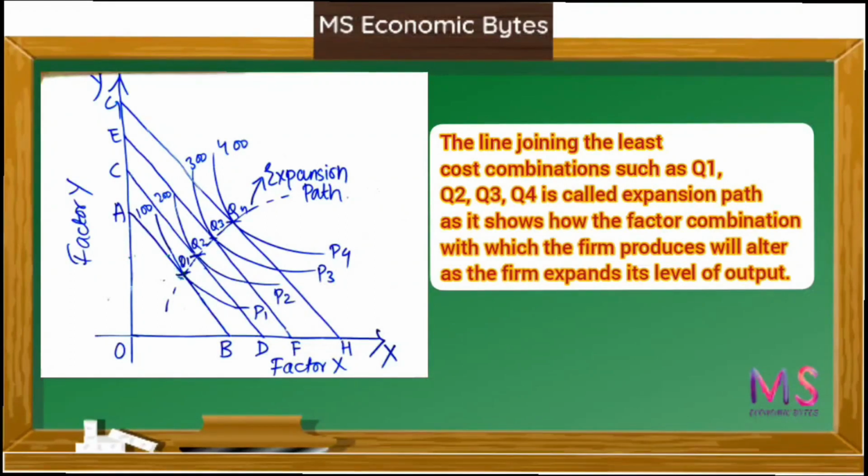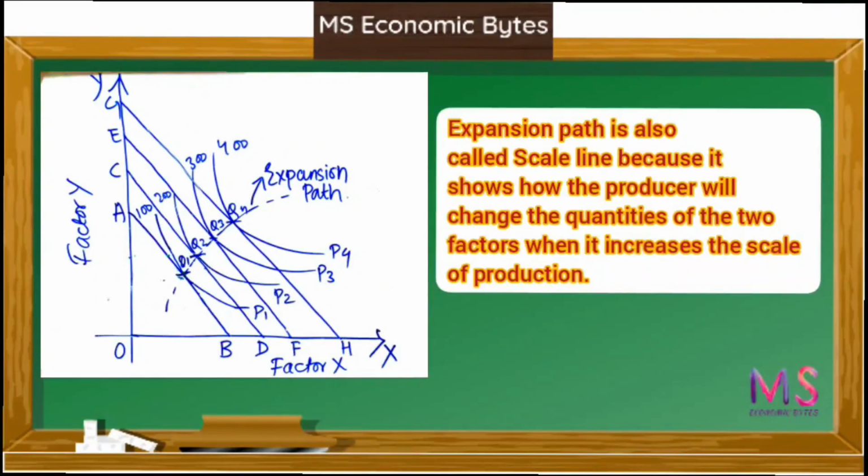Expansion path is also known as scale line because it shows how the entrepreneur will change the quantity of two factors for increasing the output or the scale of production.